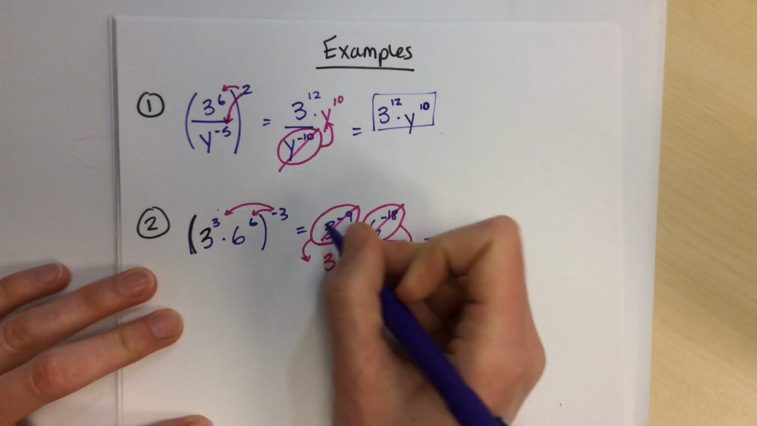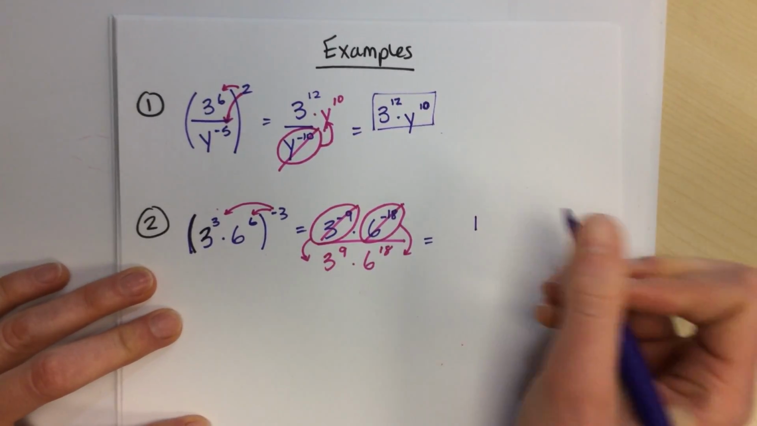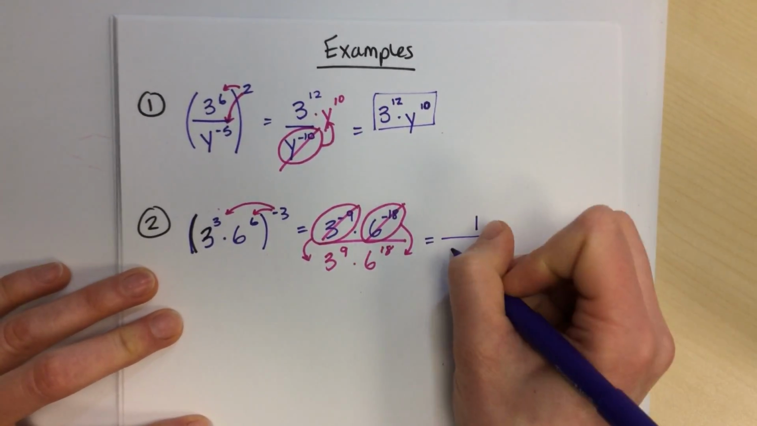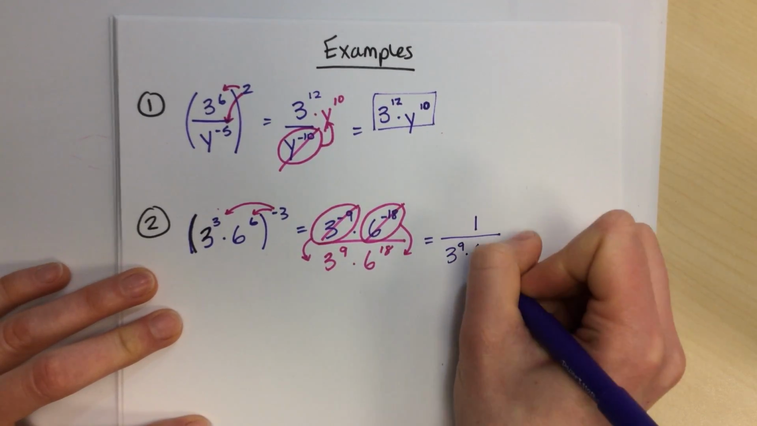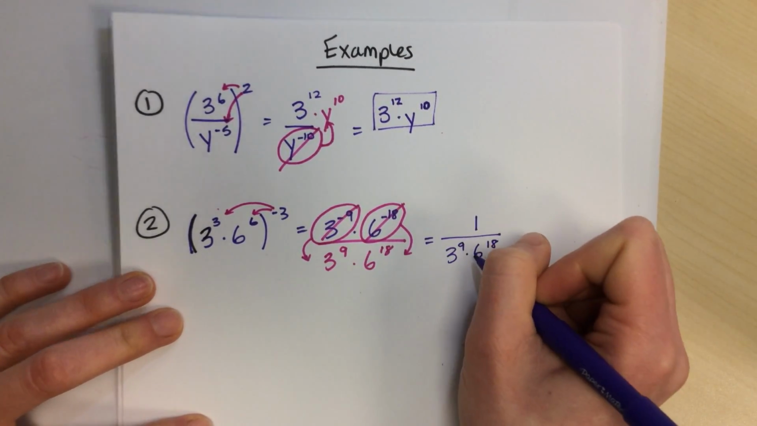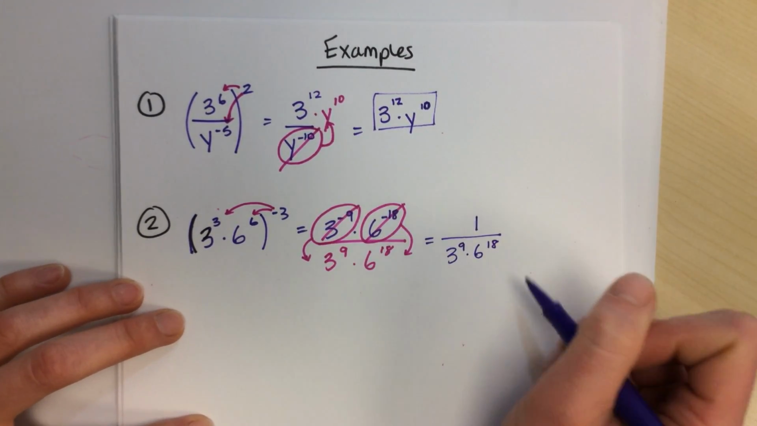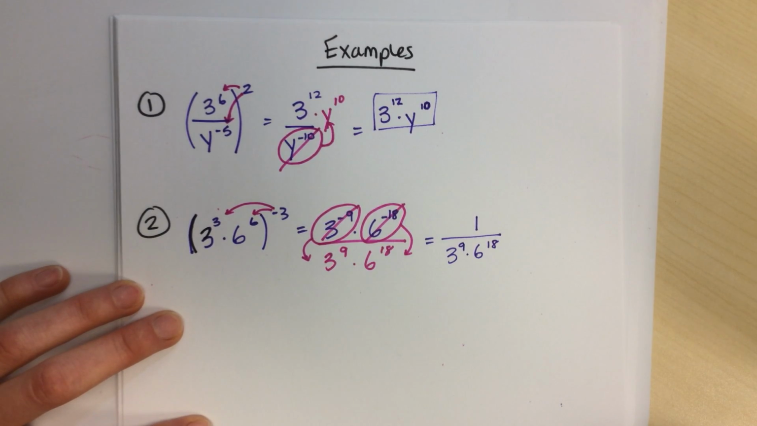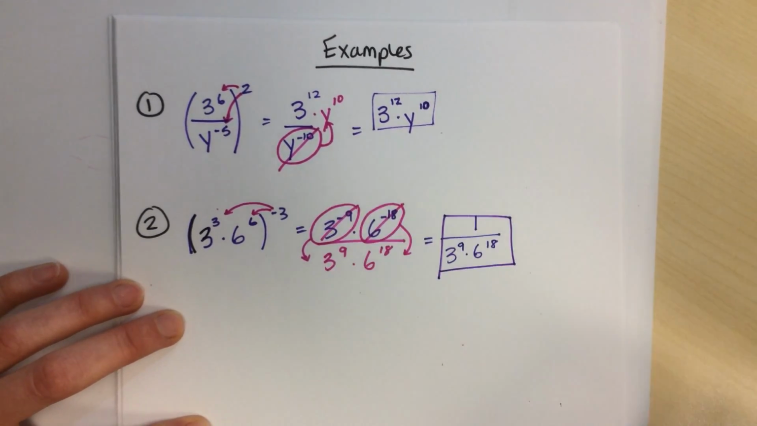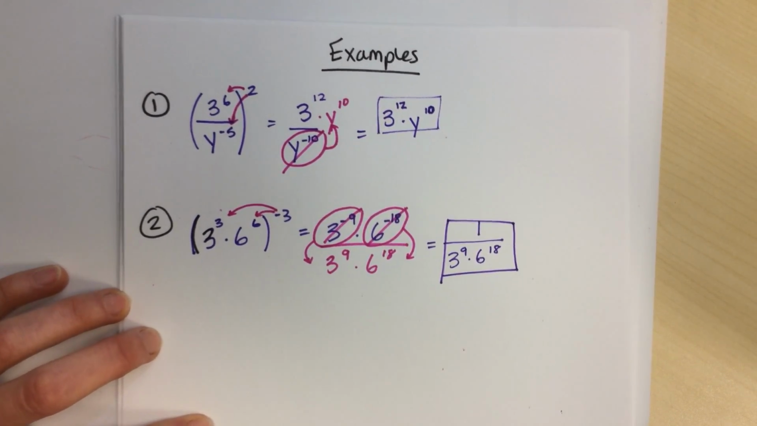So now there's nothing on the top, so we have to put a placeholder 1. And then on the bottom, we've got 3 to the 9th, and then 6 to the 18th, and they're technically multiplied together. Technically, you could put this in your calculator and get a huge number on the bottom, but Khan Academy's not asking for that. It's just asking for positive exponents, so you are done.